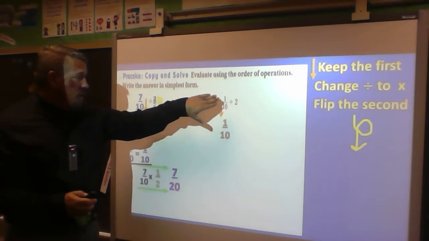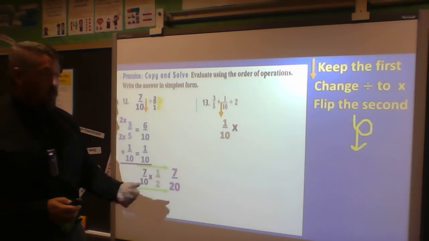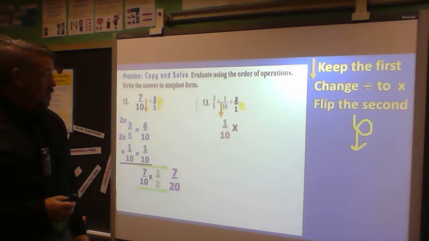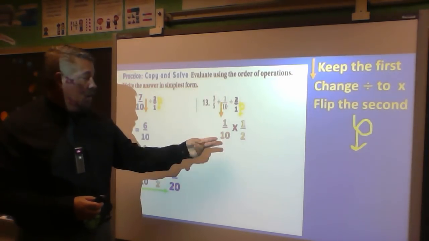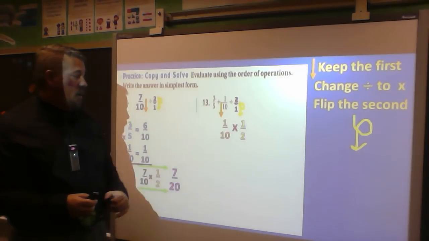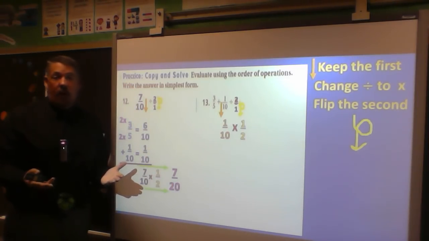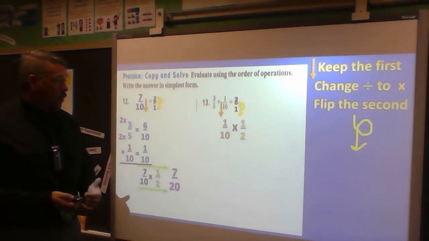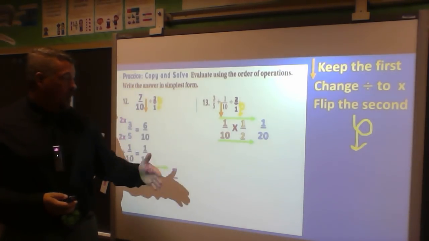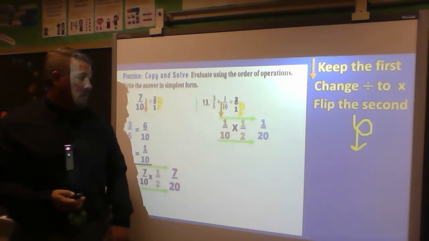I know, according to my steps, the division becomes multiplication, and then I'm flipping that second fraction. So when I have my 2, once again I had to put it over 1, I flip it, it is indeed 1/2. Then I'm left with multiplication, and I multiply across because I can't reduce since both numerators are 1. 1 times 1 is 1, and 10 times 2 is 20.